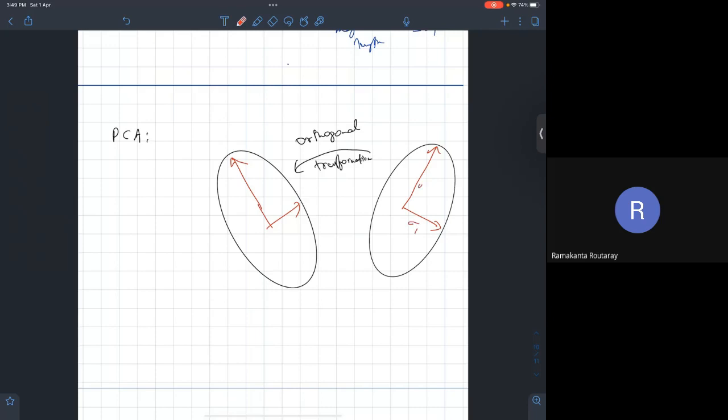If this was sigma 2 and sigma 1, then after rotation it is sigma 2, sigma 1. So the length will remain the same. But because of rotation, the vectors will change, the axis will change, but the length will remain the same. And the shape will remain the same. It will remain an ellipse, it won't become something else. This is not about PCA.